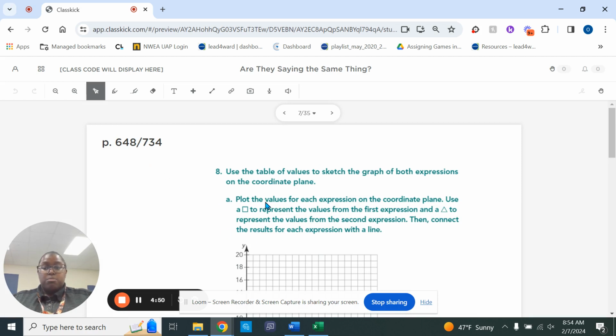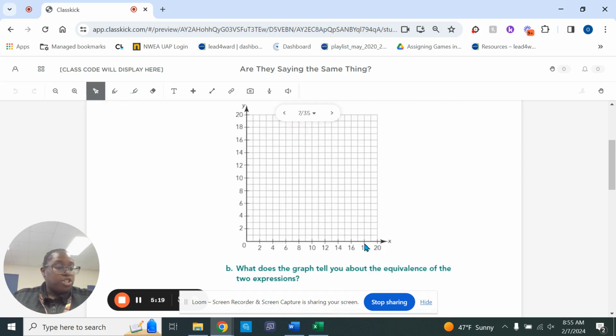Last but not least is number 8 for this one. So we're on page 648 or 734. So it says use the table of values to sketch the graph of both expressions on the coordinate plane. Plot the values for each expression on the coordinate plane. Use a square to represent the values from the first expression and a triangle to represent the values from the second expression. Then connect the results for each expression with a line.